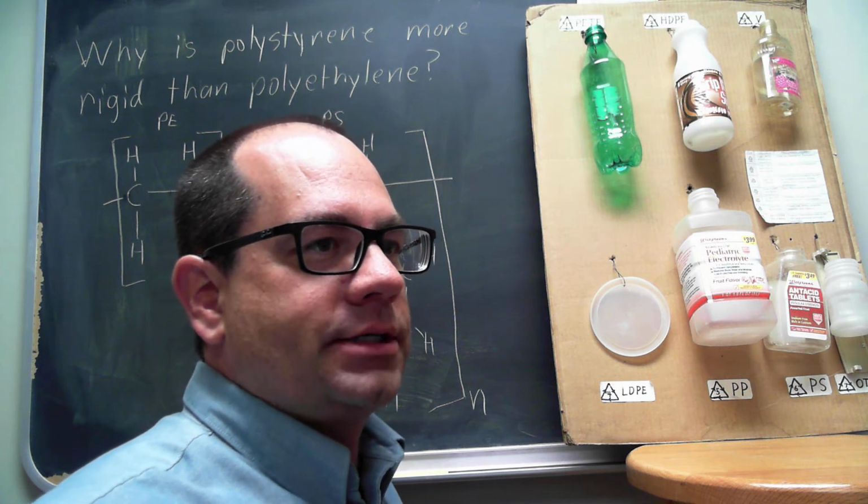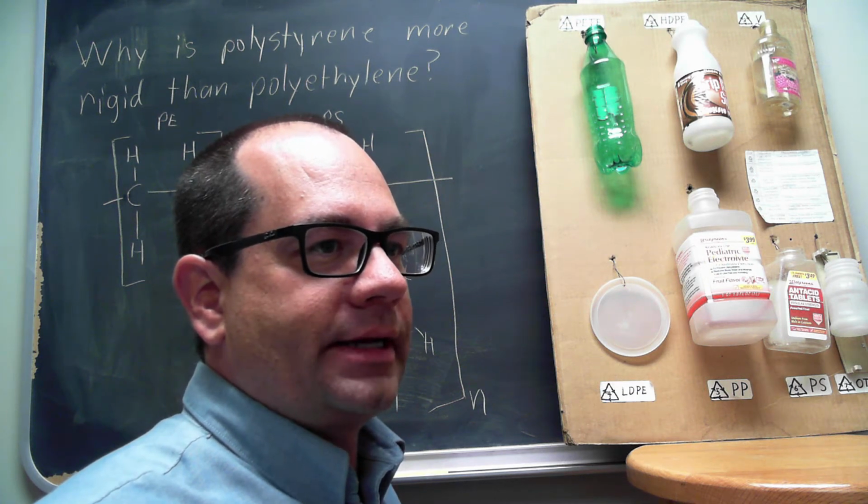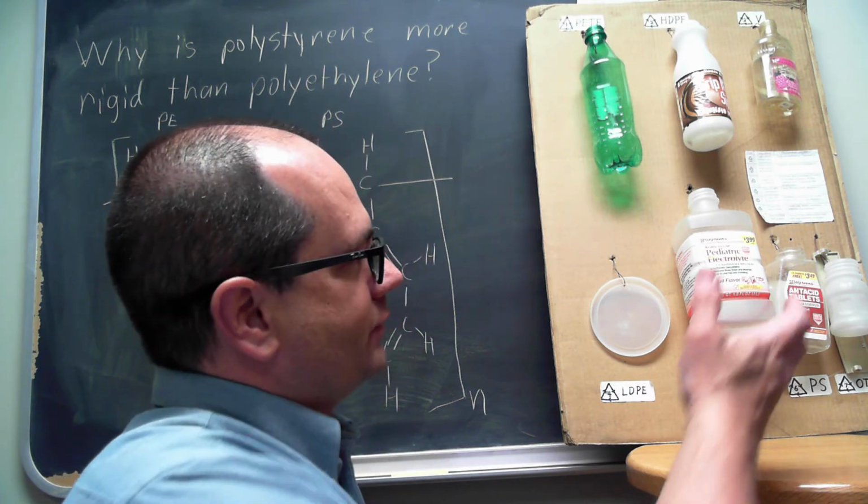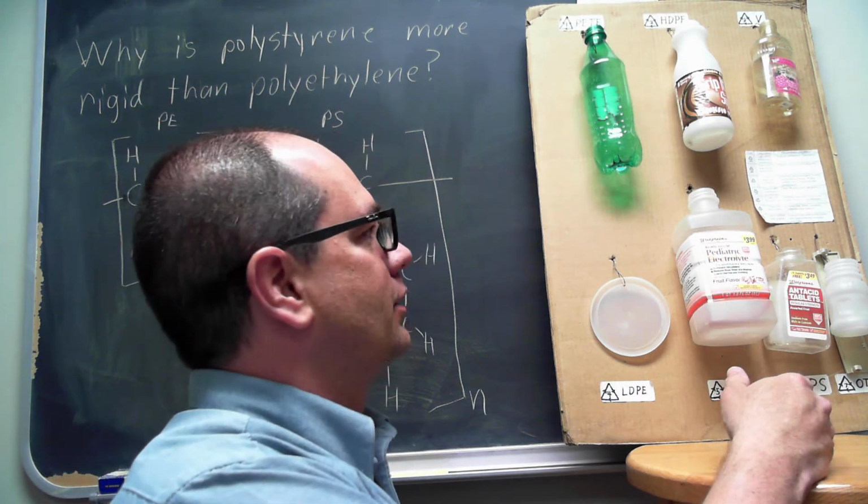This question asks, why is polystyrene more rigid than polyethylene? I have here several samples and their recycling codes.